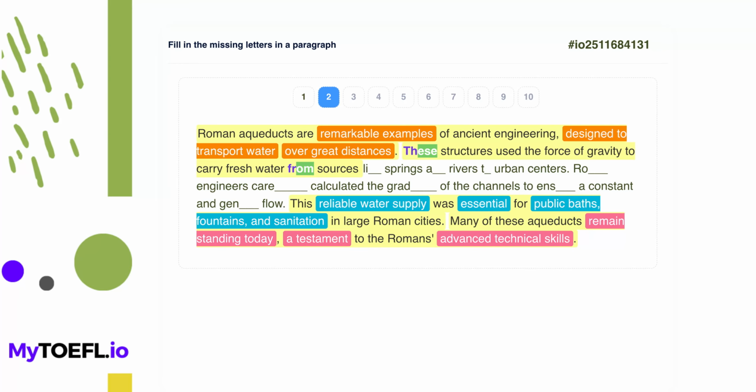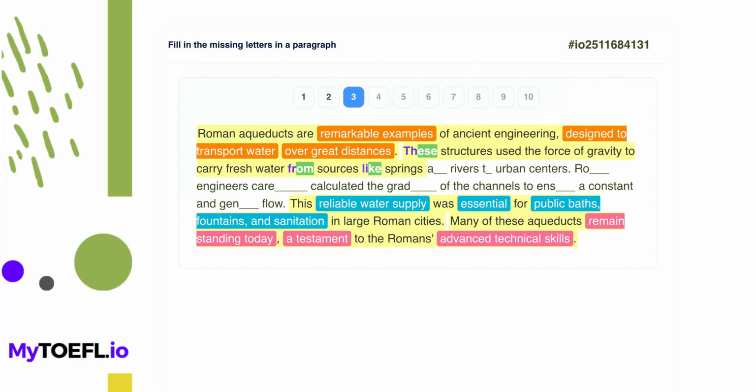Let's continue to the third blank found in the same sentence. These structures use the force of gravity to carry fresh water from sources blank springs. The question provides the letters L and I and contains 2 missing spaces. The text mentions sources generally and then immediately mentions springs, which is a specific type of source. We need a word that introduces an example or a comparison. With the given letters, we are looking for a preposition that means such as or similar to.